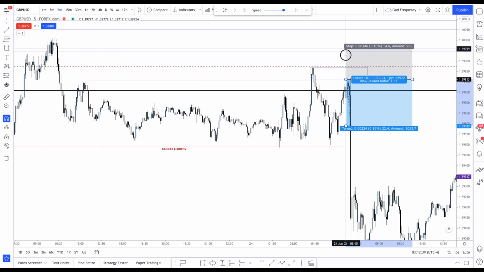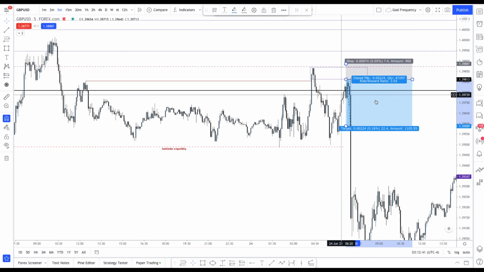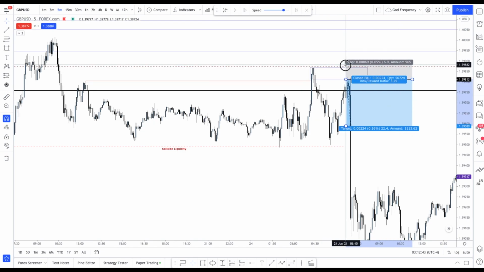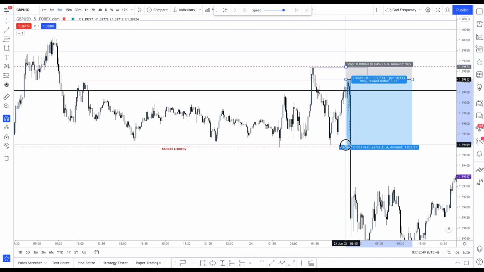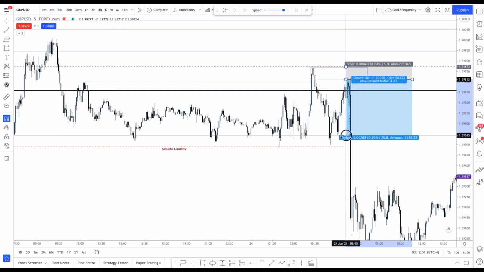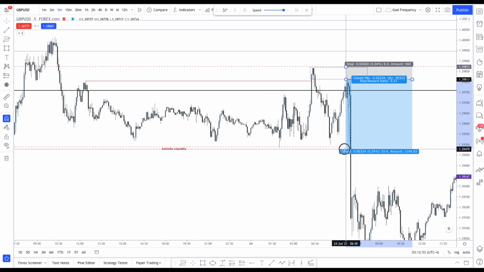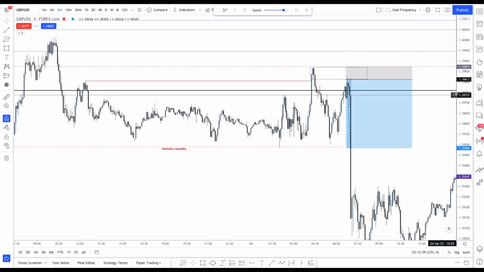You take it at the wick. I mean, you can have a six pip stop loss, and you're going for the sell side liquidity right here, right? So that's about 30 pips right there. So that's a 1 to 5 right there, right?